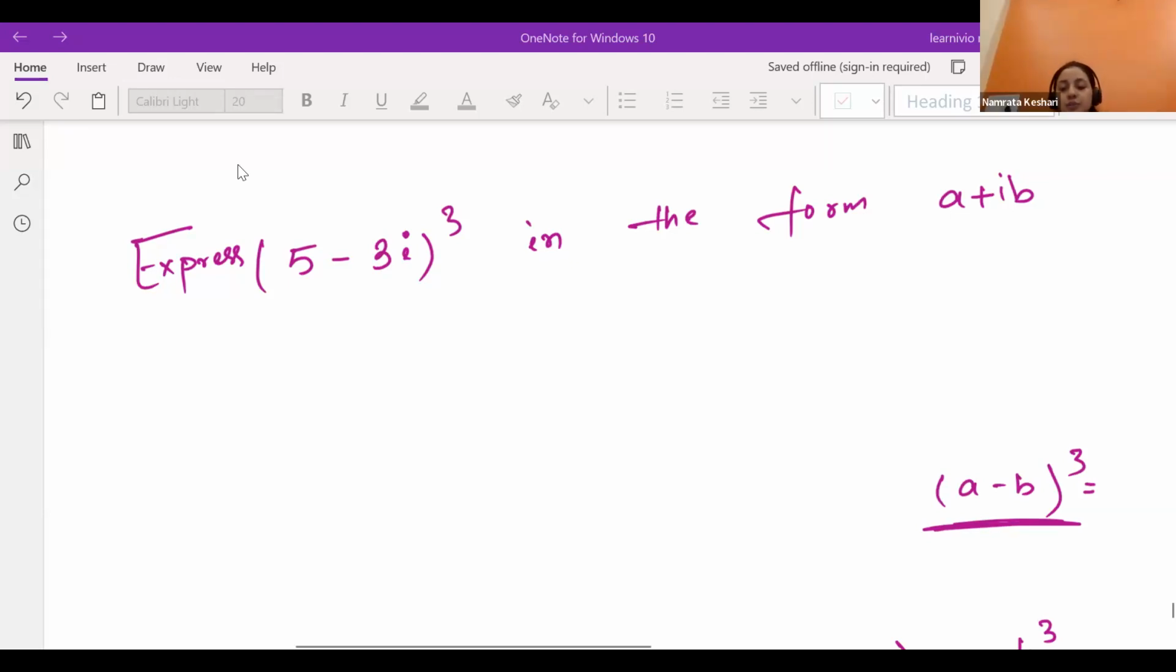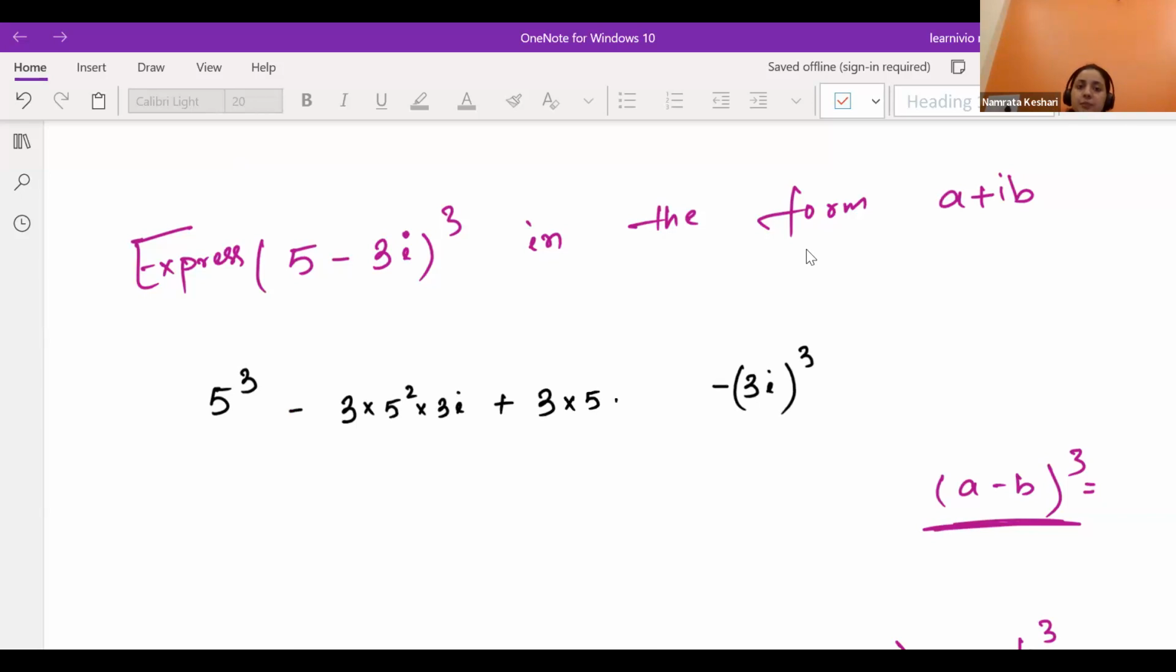Yes, what did you get? A minus B whole cube is A cube minus B cube minus 3 A square B plus 3 A B square.